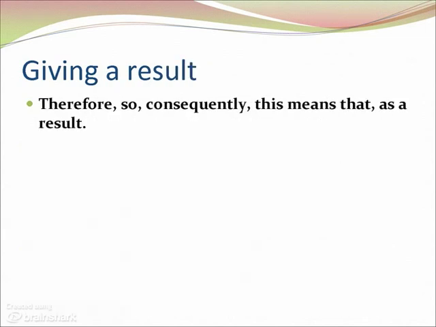Linking words for giving a result are therefore, so, consequently, this means that, and as a result. You use this after you have posed several ideas or arguments. For example, we did not do our homework. As a result, we could not continue. Here it is very clear that as a result of you not finishing your homework, we could not continue.